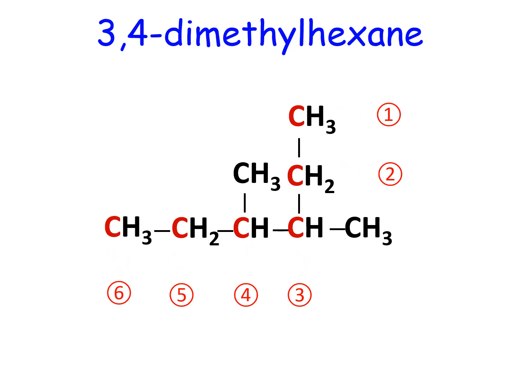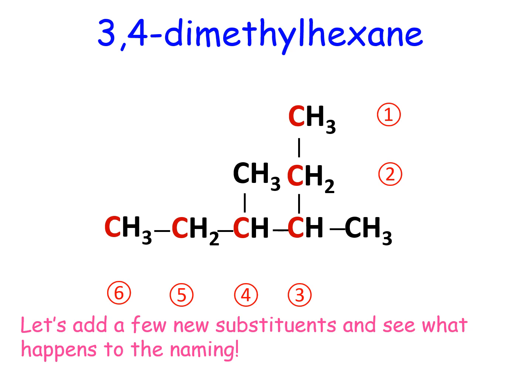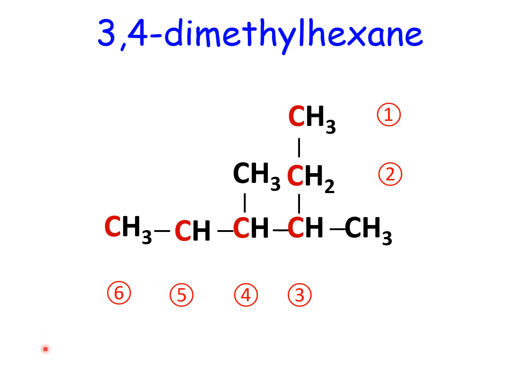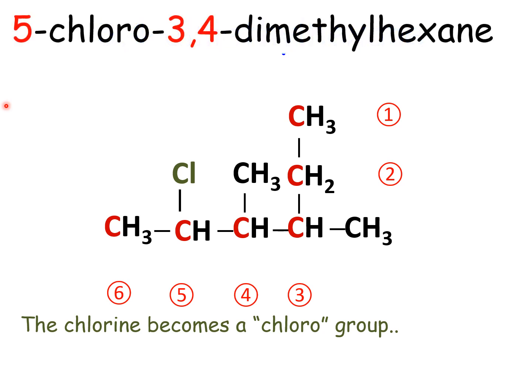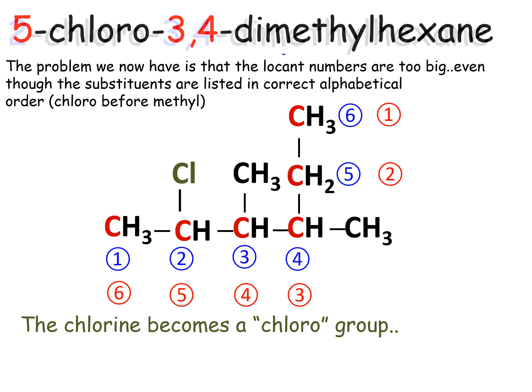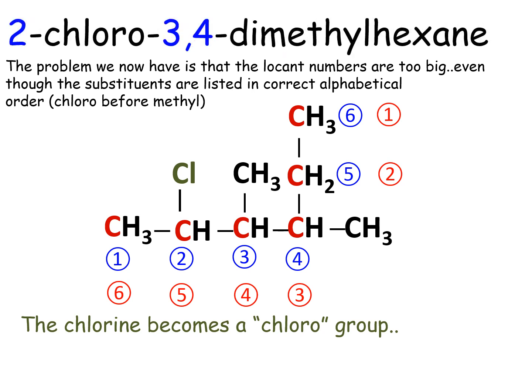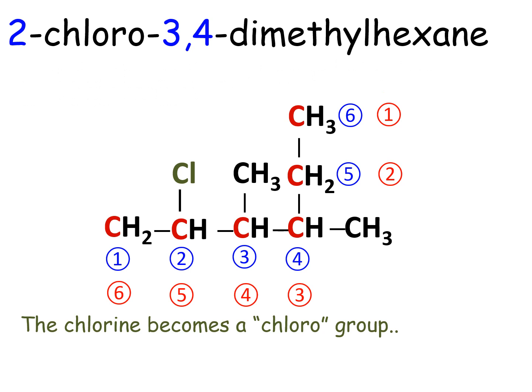So let's now add a few substituents and see what happens to the naming. Now I'm going to add a substituent here because I've taken a hydrogen away. So the chlorine is now called a chloro group. Now as it stands, it would be 5-chloro-3,4-dimethylhexane. Now the issue is that locant number is quite large. But if we count from the other side, it now becomes 2-chloro-3,4-dimethylhexane. This is preferable.